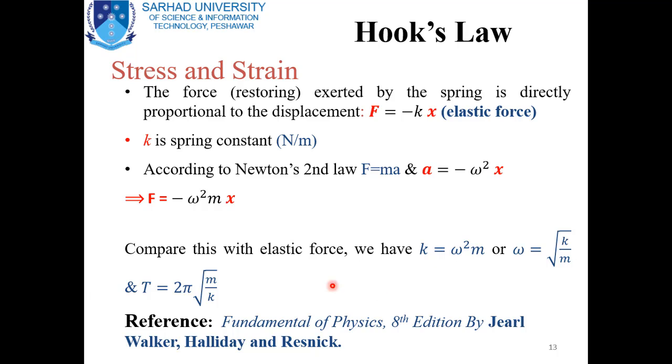You can also find the time period of this system by applying the formula shown earlier, T is equal to 2 pi by omega. When we put in the value of omega, we get T is equal to 2 pi under the root m by k. So from Hooke's law we can also derive the formula for the time period of a mass attached to a spring system, or the angular frequency in terms of spring constant and mass.